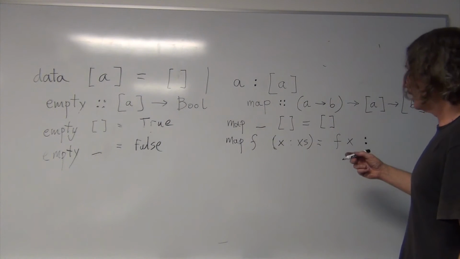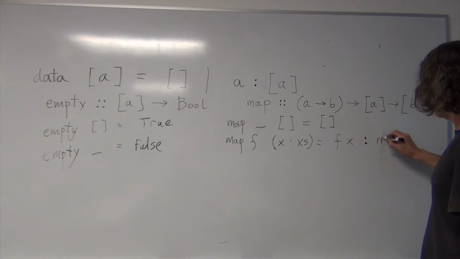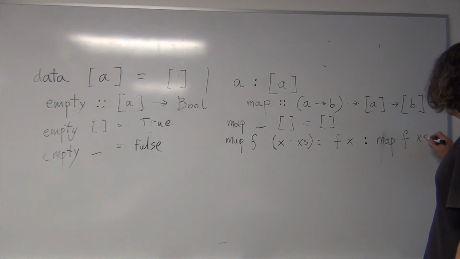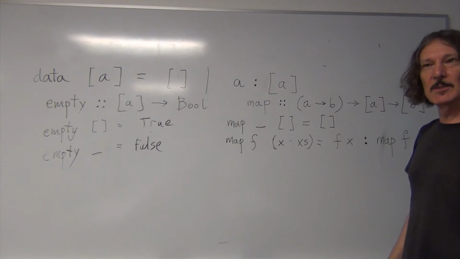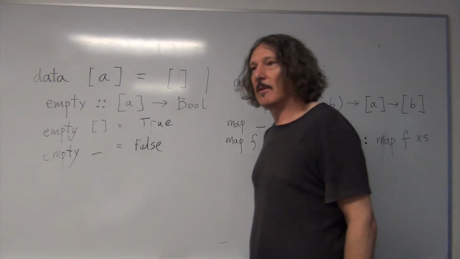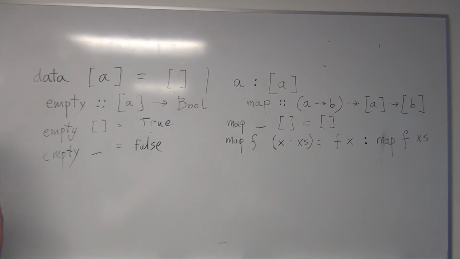Well, F applied to the tail is map F X's, right? That's F applied to the tail, by definition, right? This is what we are doing. Okay, and now notice, we are on the right-hand side of the definition of map, and we are using map. So, this is called recursion, right?